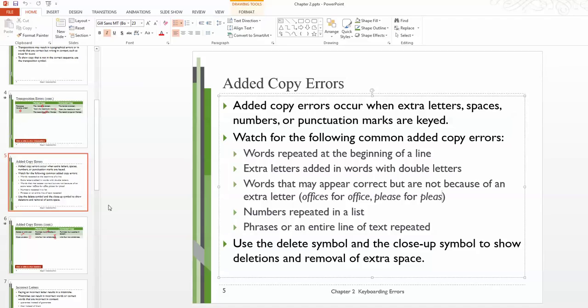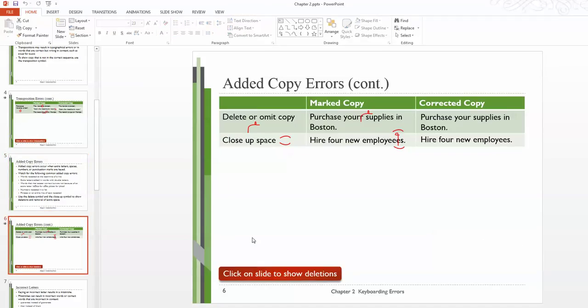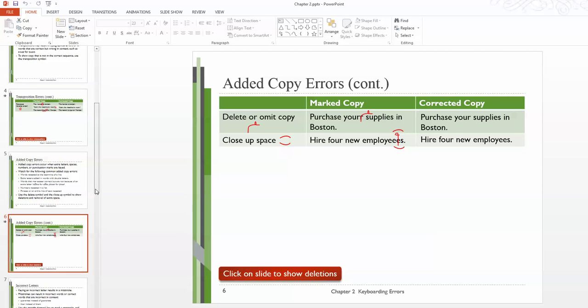And then if we find one of those types of errors, we can use either the delete or omit copy. So here is a situation where they put two R's in the word your, and this is how you indicate with this symbol that one of the R's should go away. And then once one of the R's goes away, if it was in the middle of the word like this one, three E's, we have to close the word back up. So we use the symbol and then we use the other symbol with it to show that we're going to reduce that space in the word.